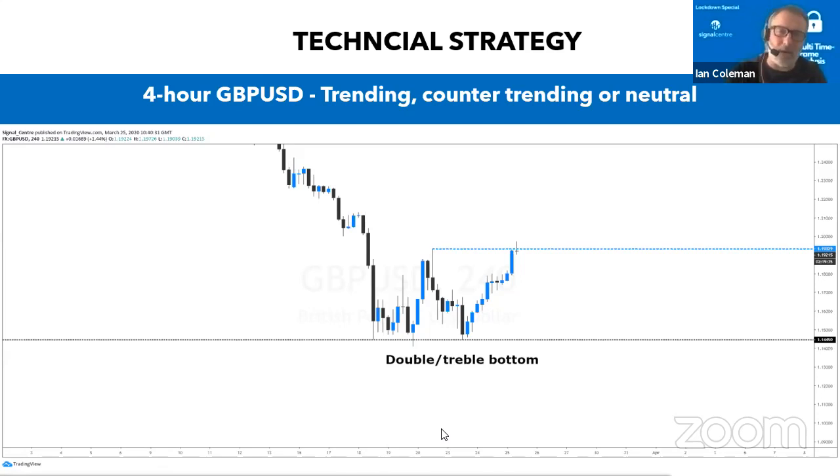And again, they're not my favorite formations. The reason they're not my favorite formations is basically because you've got to wait so long for the formation to be confirmed, i.e. a break and a close above this level. And I think as we talk, cable is actually starting to take a move to the downside.